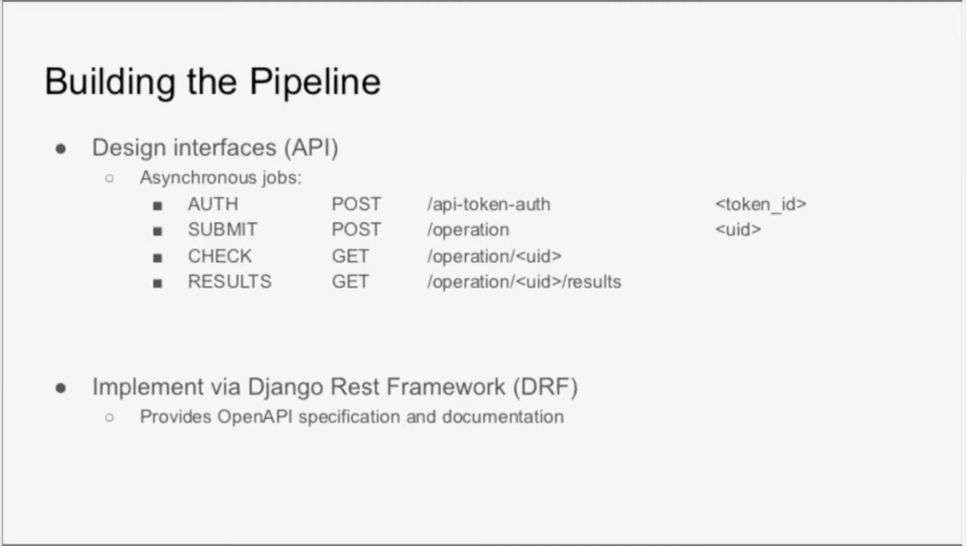That gives you a token ID that you can use for the subsequent operations, which is essentially to submit some data, which is a query protein sequence, to a given operation, which is go off and select me some templates. After the submit, you get a unique ID back, which you can continually check until it's finished, in which case you can get the results. So this is the general architecture for asynchronous jobs. I'm sure it's shared by many other implementations.